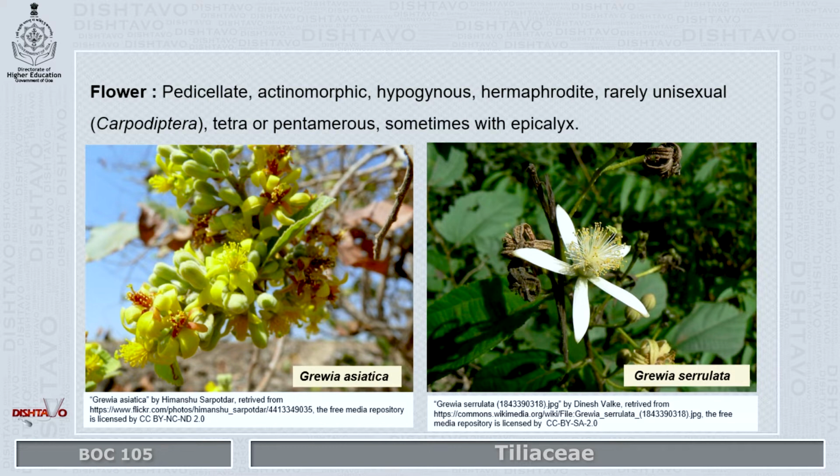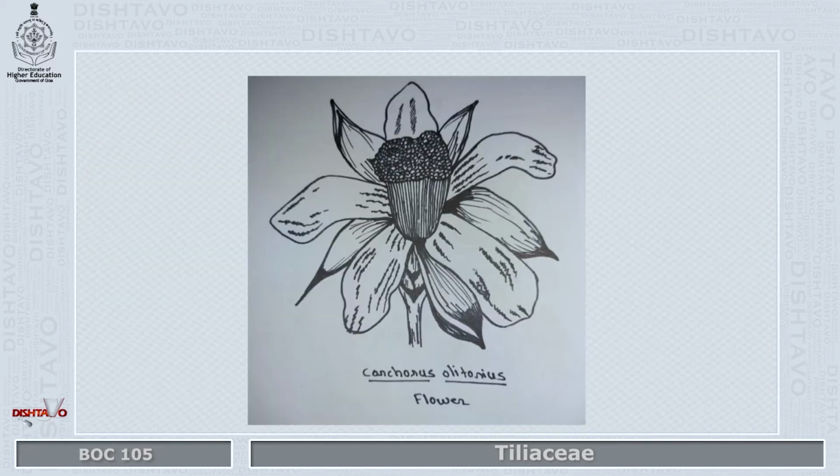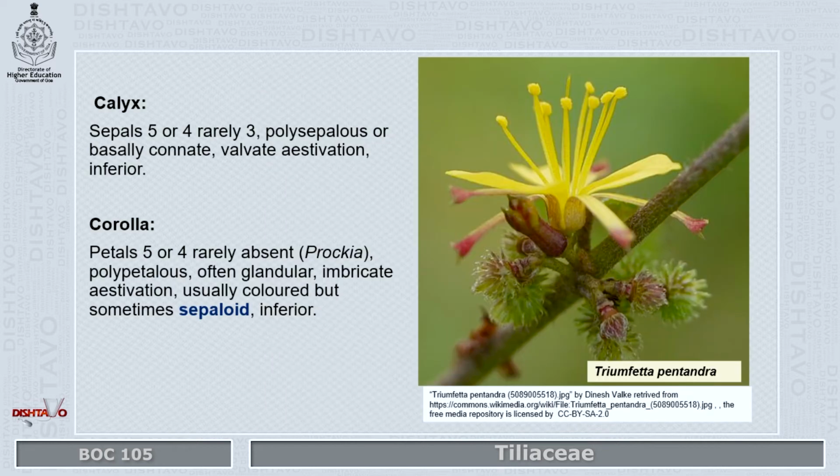It is tetra or pentamerous, sometimes with epicalyx. Epicalyx is the additional whorl around the calyx of a single flower, a modification of bracteoles. And this is the diagrammatic representation of the flower of the Corchorus olitorius species. So moving forward towards the calyx.